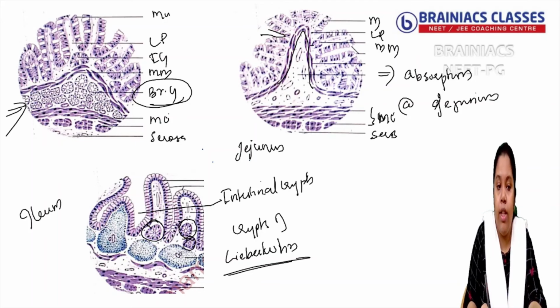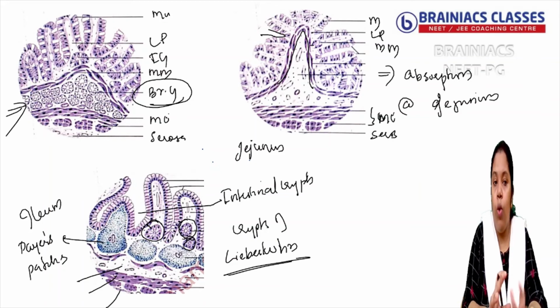And this is the lamina propria. What can you see in the lamina propria? You can see lymphocyte aggregates, and that is called the Peyer's patches. So this is present in the lamina propria, and this is the submucosa, the muscularis externa, and serosa. So how will we identify each part? The duodenum has Brunner's gland, the jejunum has prominent villi and microvilli, and the ileum has the Peyer's patches.